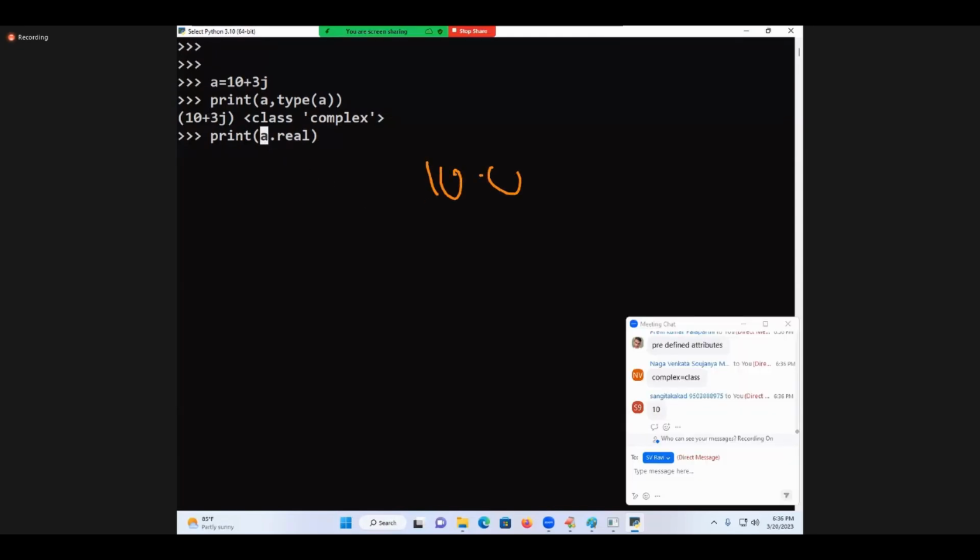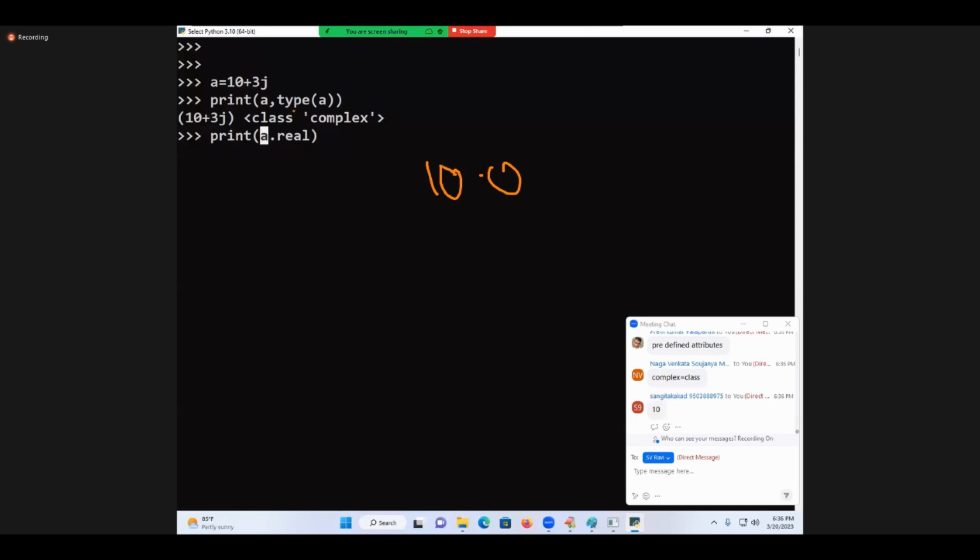So now I am going to take up a is equal to 10 plus 3j. If I write print of a comma type of a, we are getting the complex number. Now I am writing print of a dot real. Real is a predefined attribute of which object? a. What will be coming? 10.0 will come.